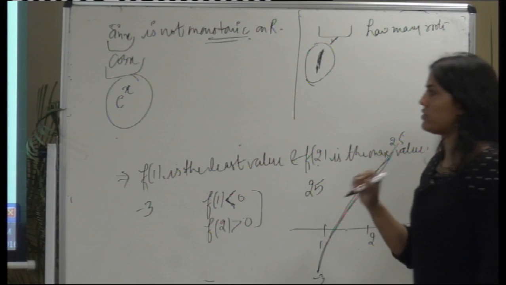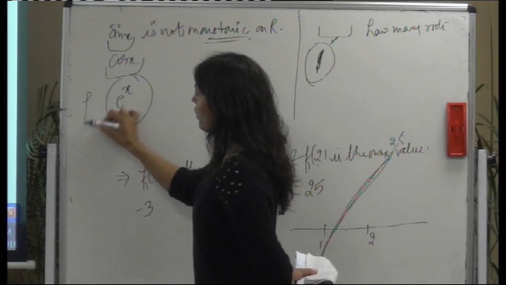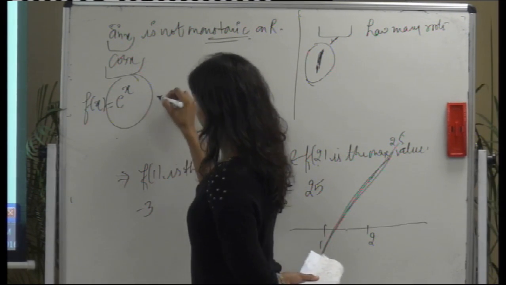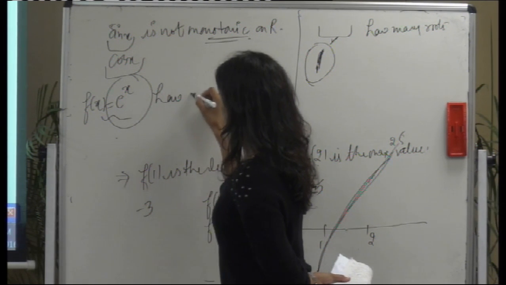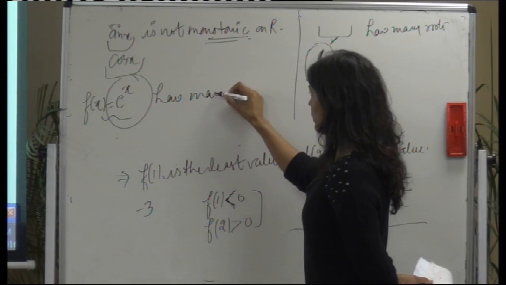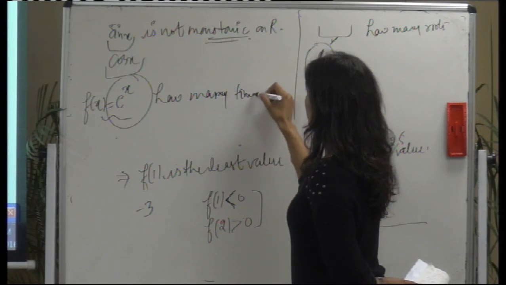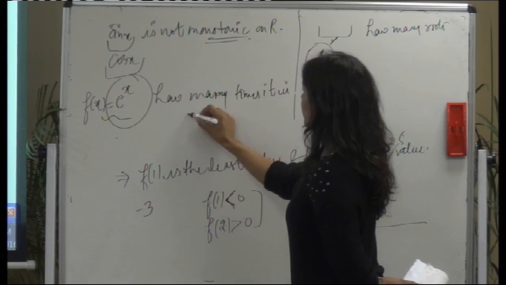How many times is it vanishing? f(x) equal to mod x. Oh sorry, e to the power x. How many times, or unique, it could be unique, how many times is it vanishing?